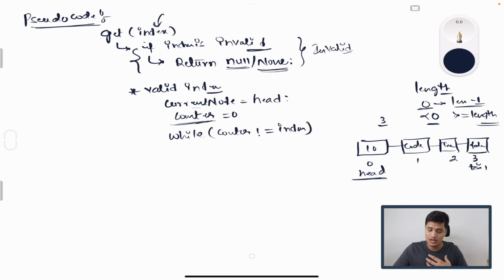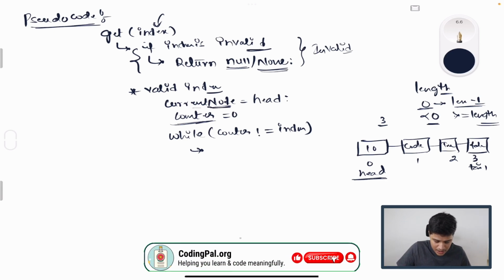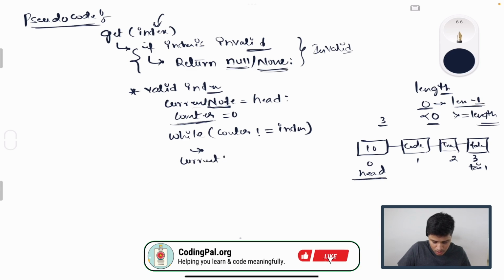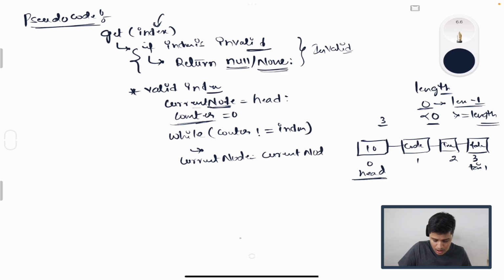That means that I am not at the index that the user has passed. Inside this while loop, we have the node reference. On the node we have the next available, right? So we will simply update the current node variable with current node dot next. In that way we are moving on to the next nodes, and since we are moving on to the next node, the counter should be incremented by 1. So counter should be counter plus 1.